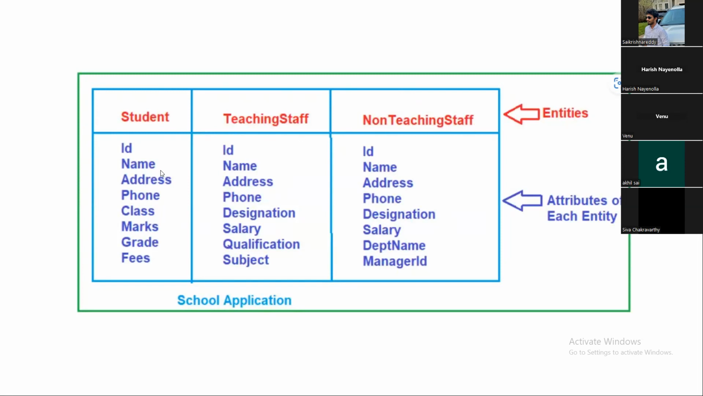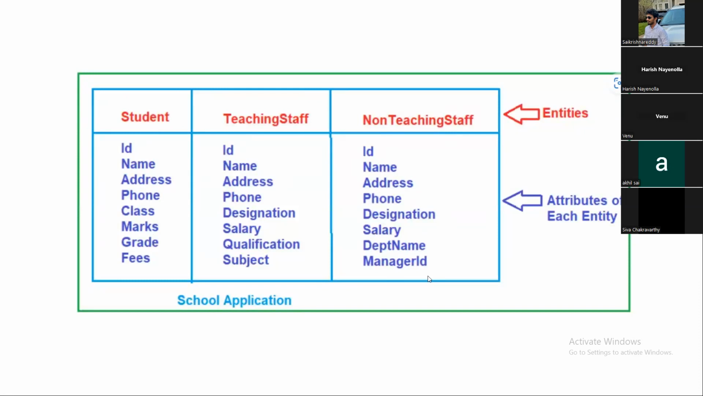The three entities are the student entity, the teaching staff entity, and the non-teaching staff entity. These are the variables or properties of those different classes: ID, name, address, phone number. For student, we have class, marks, grade, and fees. For teaching staff, we have designation, salary, qualification, subject. For non-teaching, you have salary, department name, manager ID.